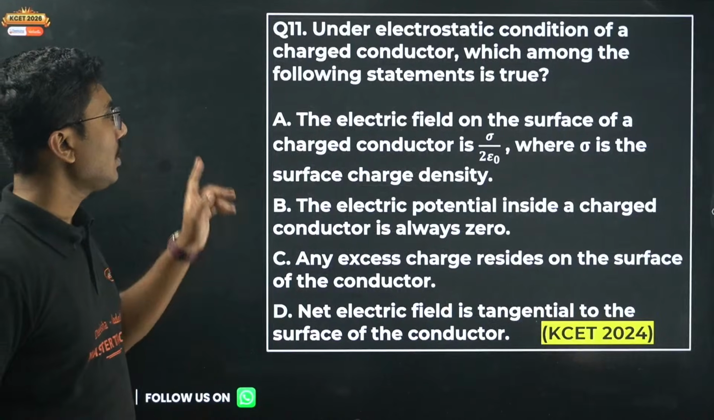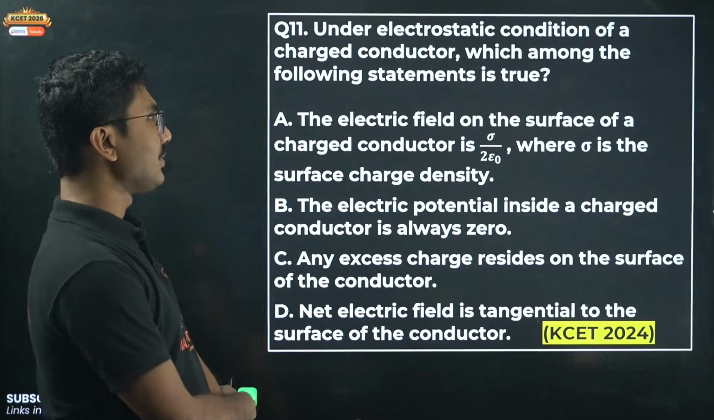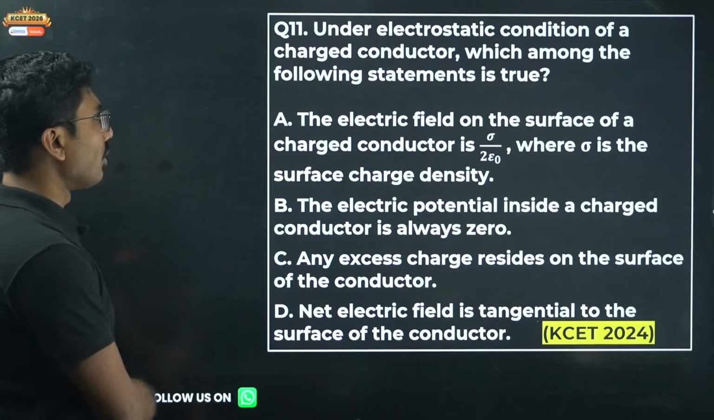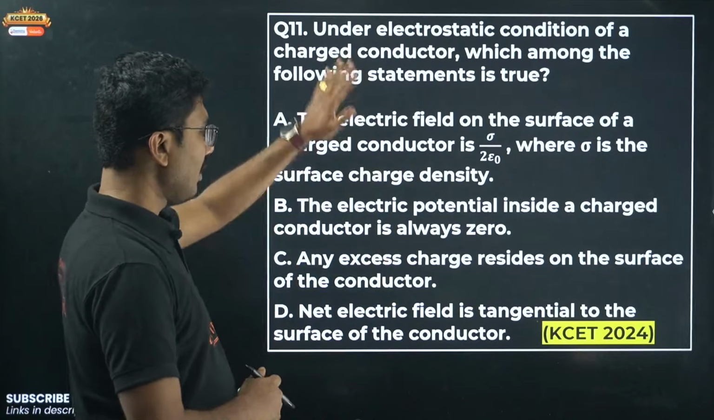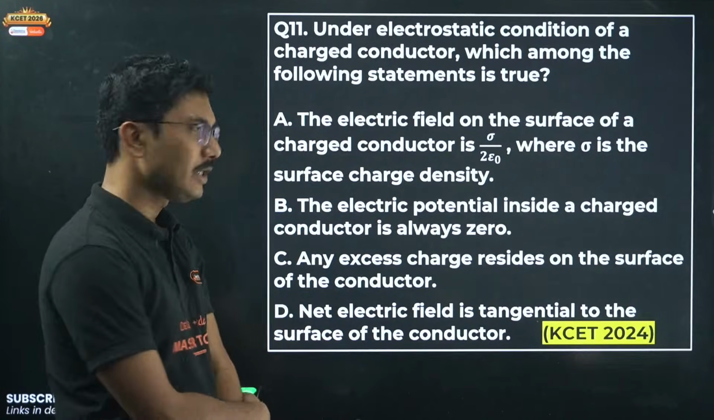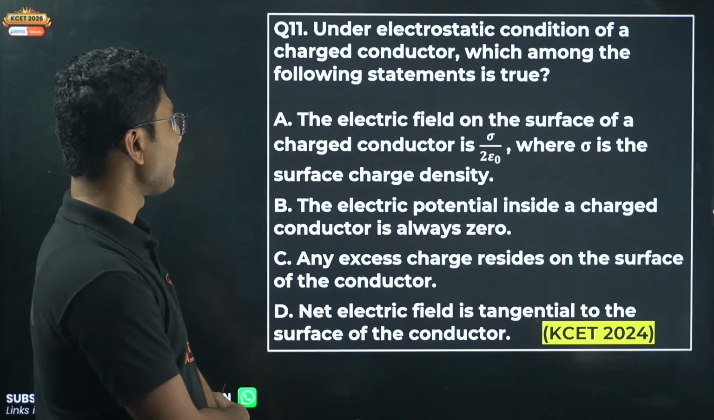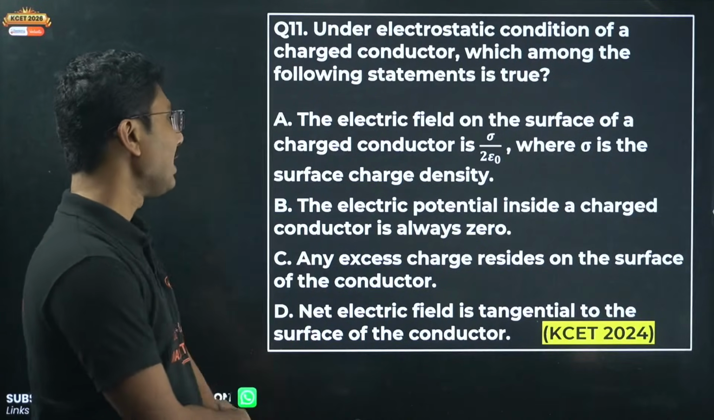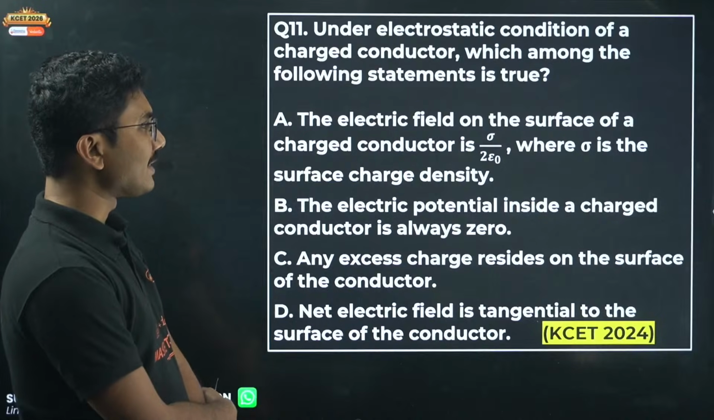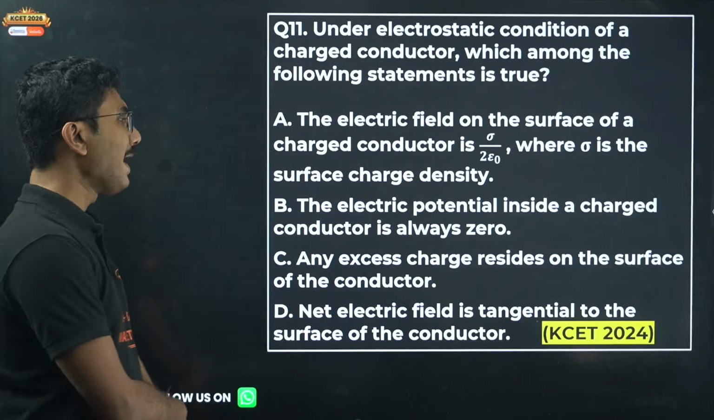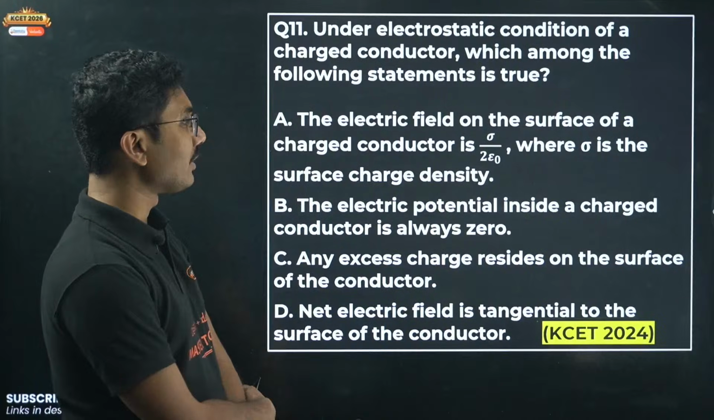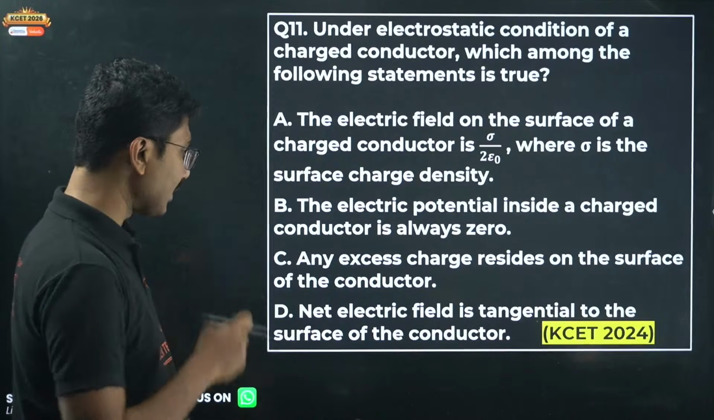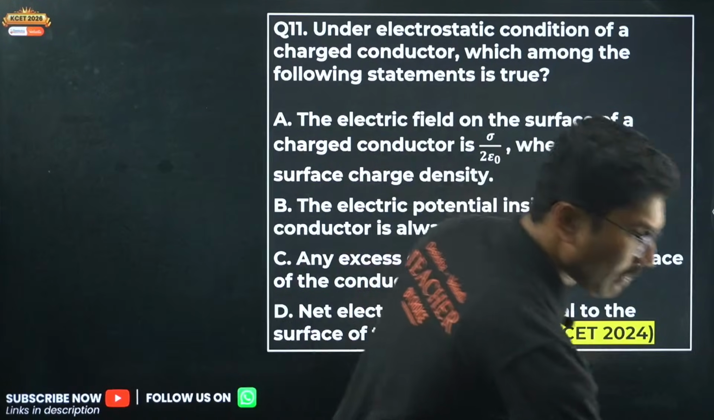Now, under electrostatic condition of a charged conductor, which among the following statement is true? So here we have 4 statements, one of them must be true. The electric field on the surface of a charged conductor is sigma by 2 epsilon naught, where sigma is the surface charge density. The electric potential inside a charged conductor is always 0. Any excess charge resides on the surface of the conductor. Net electric field is tangential to the surface of the conductor. Okay, let's see.